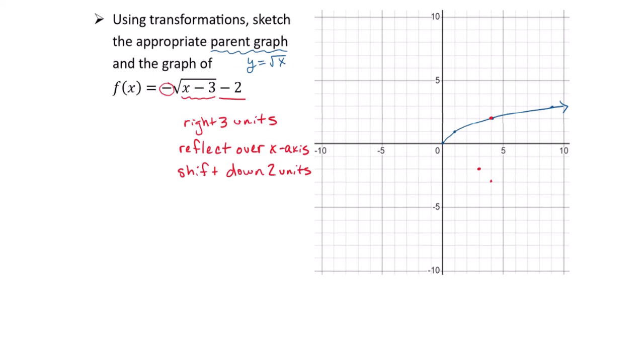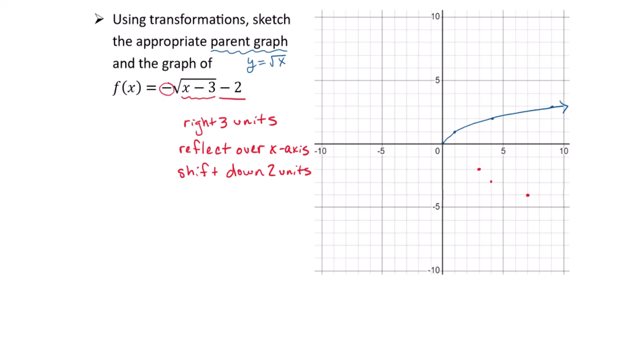Next, let's take this point. We're going to take it right 3 units. So 1, 2, 3. Then we're reflecting it over the x-axis. That means we'll end up down here. And then shift down 2 units. 1, 2. Try one more time.